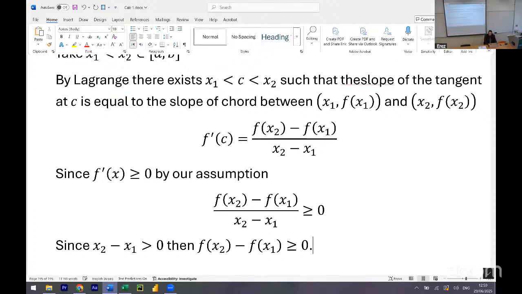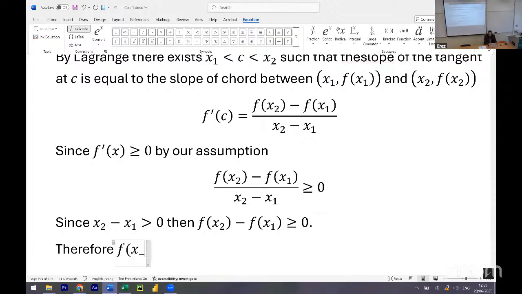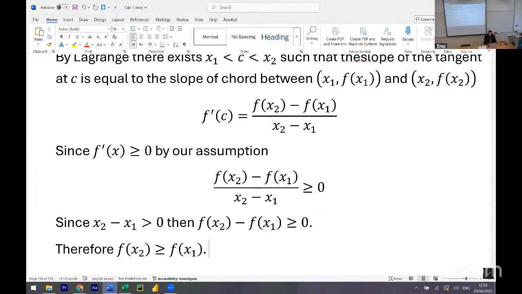If you don't see why it's what we needed, I'll write another step. F of x2 is larger or equal to f of x1. Now we finished.